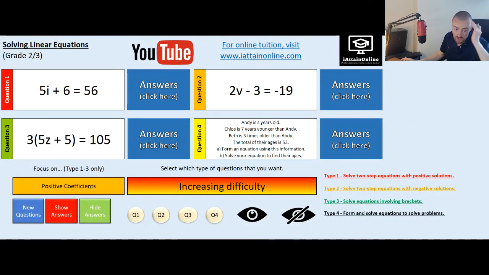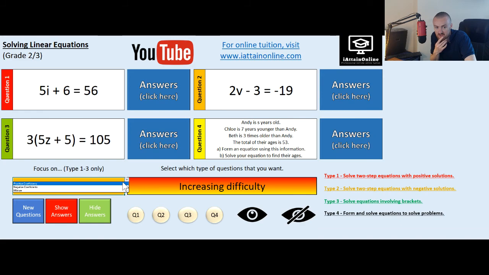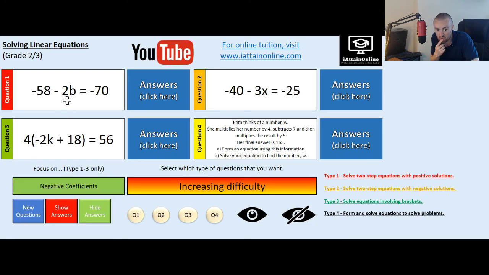Okay, so what I'm going to show you now, go back to the question generator. I only concentrated on these ones here with positive coefficients. That just means the number before the letter is a positive number. That won't always be the case. I will do a separate video with negative coefficients, where the number before the letter is a negative. I'll do that in a separate video with some slightly more tricky examples.